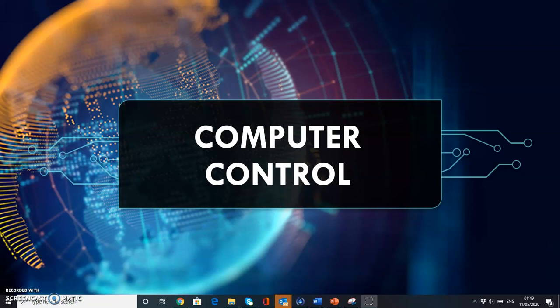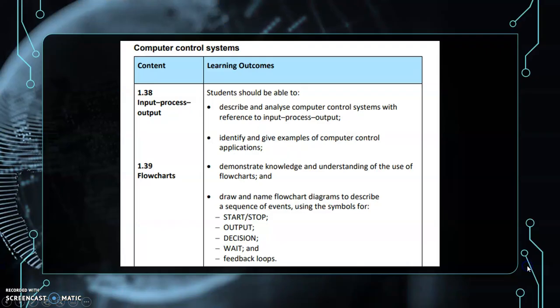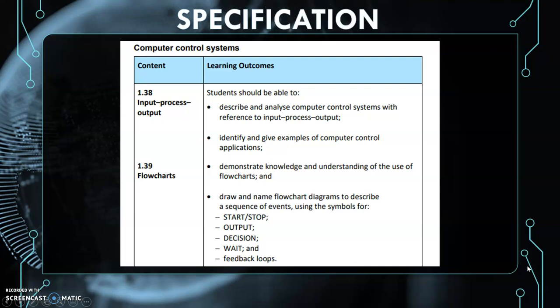Right, so today we're going to be looking at computer control. So this is programming and how we make our electronic circuits do what we want. In this specification we're going to be looking at input, process, output, which we look at with every topic in technology. So we're going to describe and analyze computer control systems with reference to input, process, output. So what starts it, what's the process, and what happens at the end.